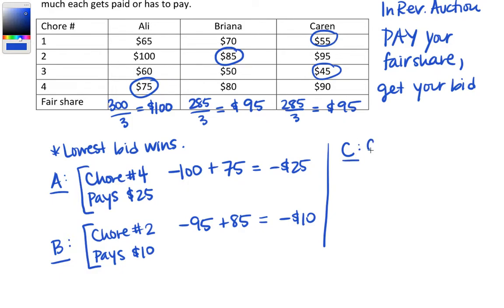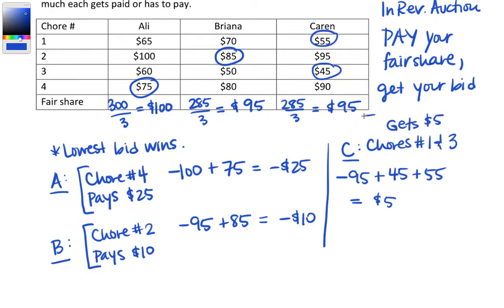Okay. And then let's deal with Karen. Well, she got chores 1 and 3. So she pays her fair share, which is $95, but she gets credit for doing $45 for chore number 3 and $55 for chore number 1. And that comes out to positive 5. So she does those chores and she gets $5 because she did more work than her fair share was worth, so she gets paid back a little bit. Okay, we have the first settlement.